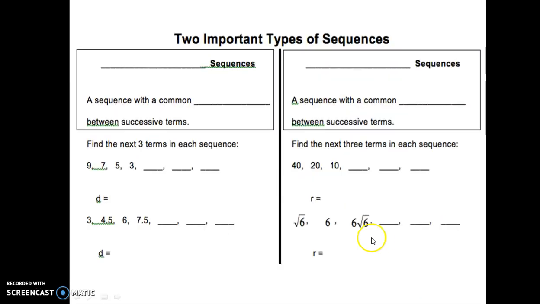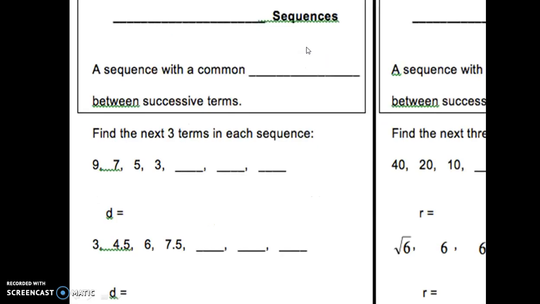All right, so the packet begins with this page here, but we're only going to do the left side. It's titled Two Important Types of Sequences. Let's zoom in on this part on the left. One important type of sequence is called an arithmetic sequence, a sequence with a common difference between successive terms. You'll see what that means in a moment, but this is the main definition of what an arithmetic sequence is.